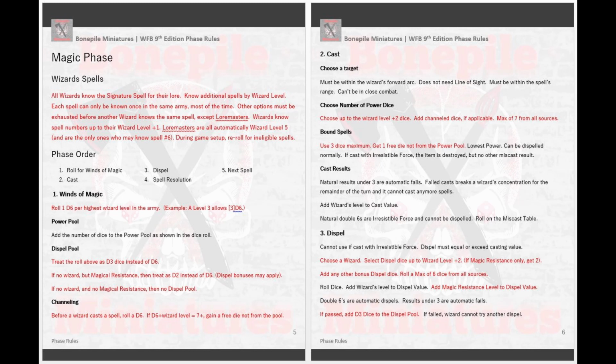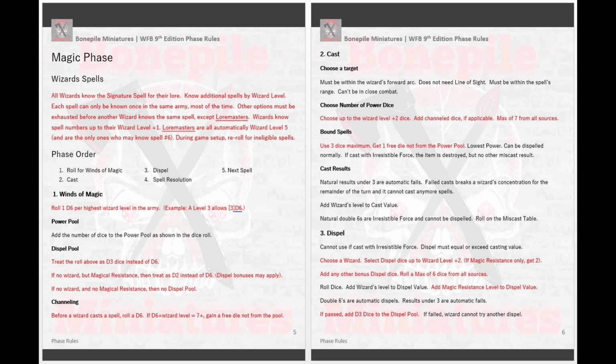But the text also says that you can have bonus dispel dice come from other sources as well. So for example, if you have a terrain feature or a dispel scroll or something, then those would apply on top of what you're allowed with these rules.